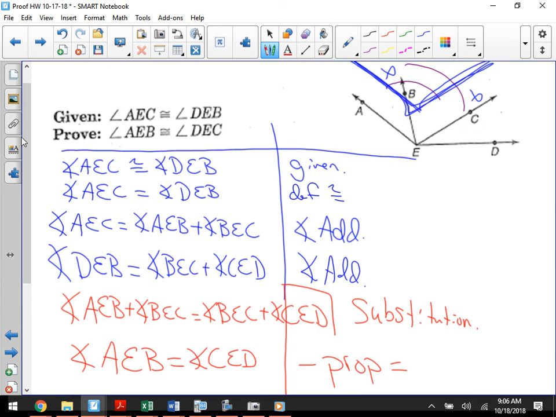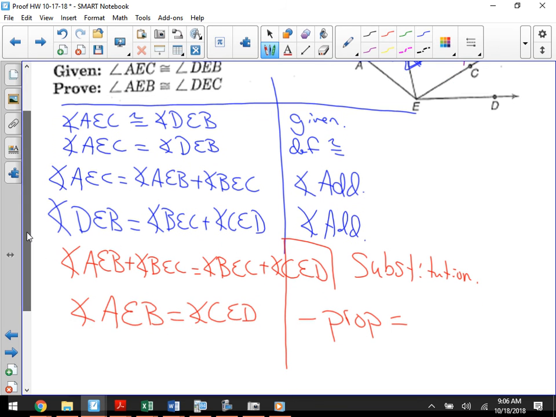They wanted us to prove AEB and DEC. Is angle DEC the same as CED? They're the same, aren't they? It's just different letters going in different directions. Do I have to change it, or is it okay? You don't have to change it. There's no reason to. So, what's the last thing I have to do now? Change the symbol. Yeah, change the symbol.